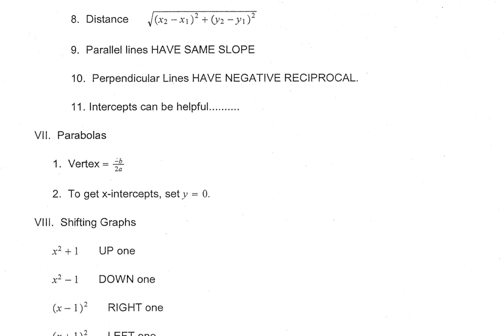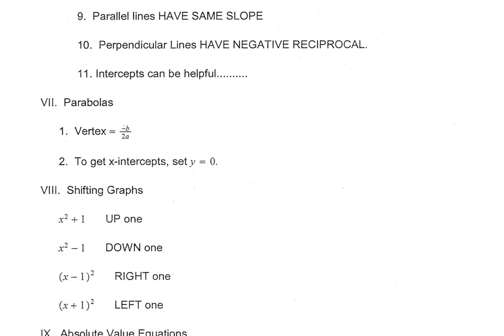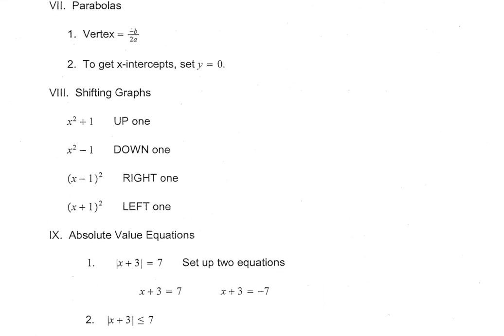Parabolas are something that we haven't gotten to yet this year. If you've done them before, then the vertex is negative b over 2a. If that means nothing to you right now, don't stress out about it. We will get there. X-intercepts, you would still set y equal to 0. And transformations of graphs we haven't gotten to yet this year. But for a shift, if you're adding and subtracting, it shifts it up or down, and in between the parentheses, right and left.